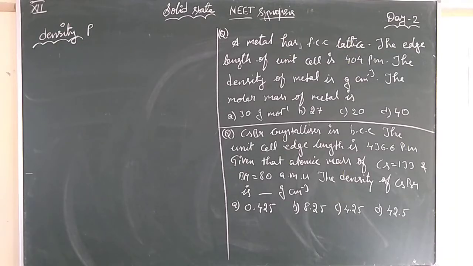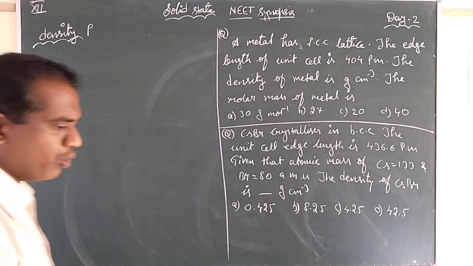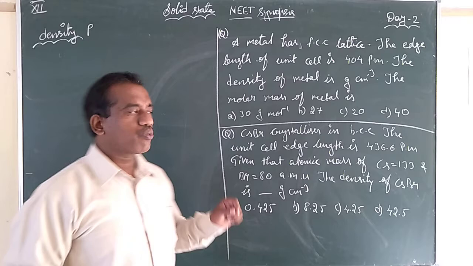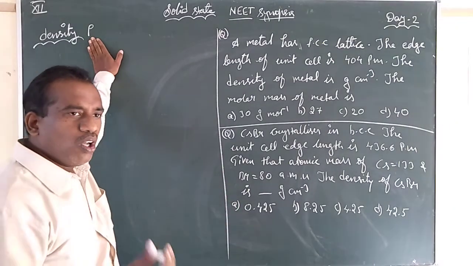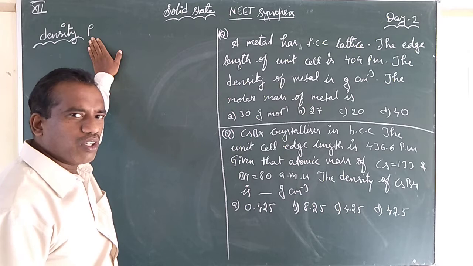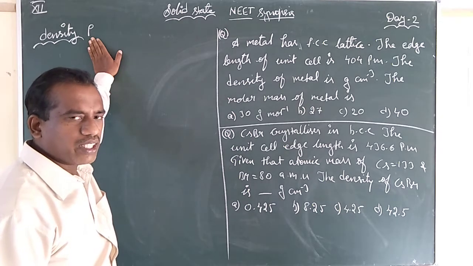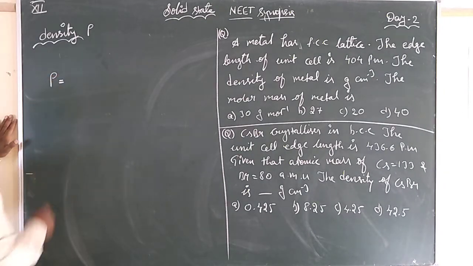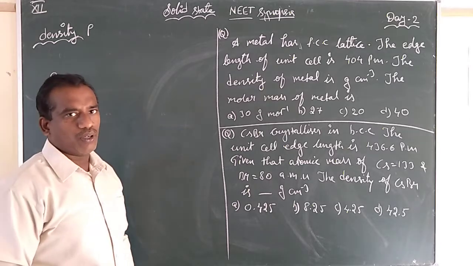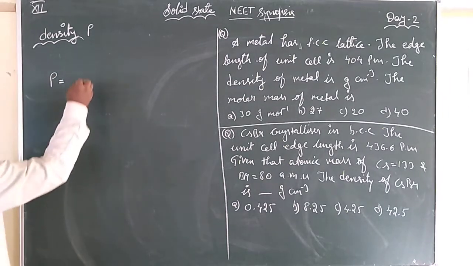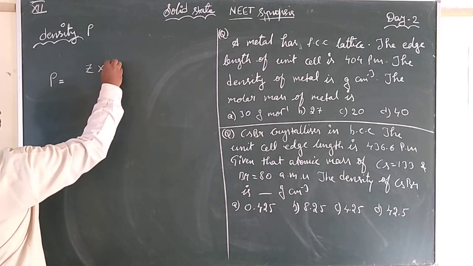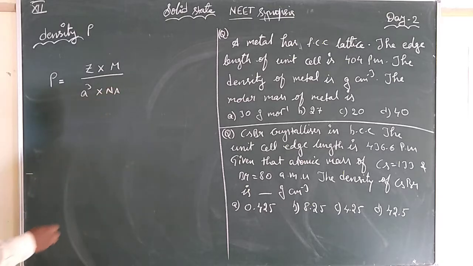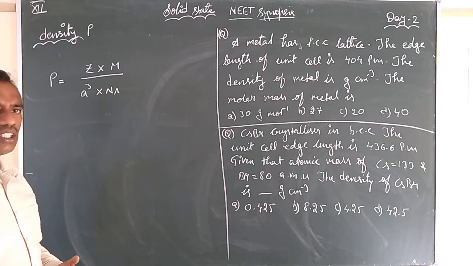See children, our next concept is related to density. It is generally represented with the symbol rho. But you can use the symbol D in place of rho for calculations, though rho is the correct symbol. We know from PUC that density is equal to mass per unit volume. But here we have already derived a formula for this: Z into M by A cube into N A. This is just a crash course, so I do not give a special introduction for this one.